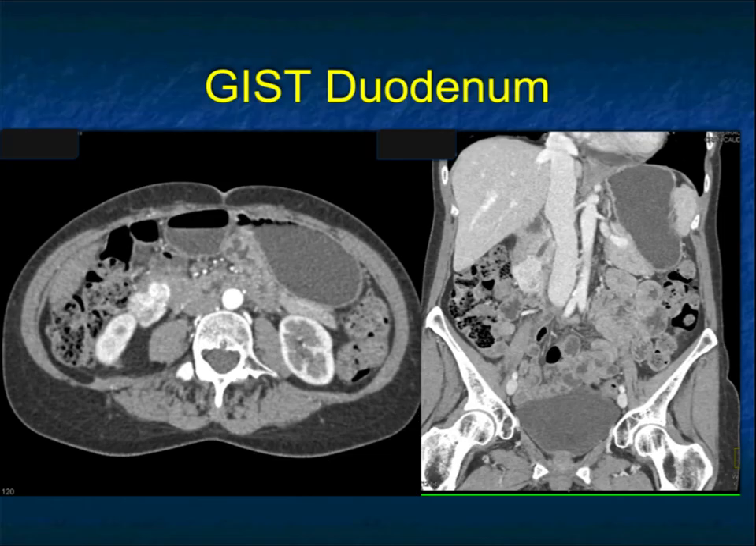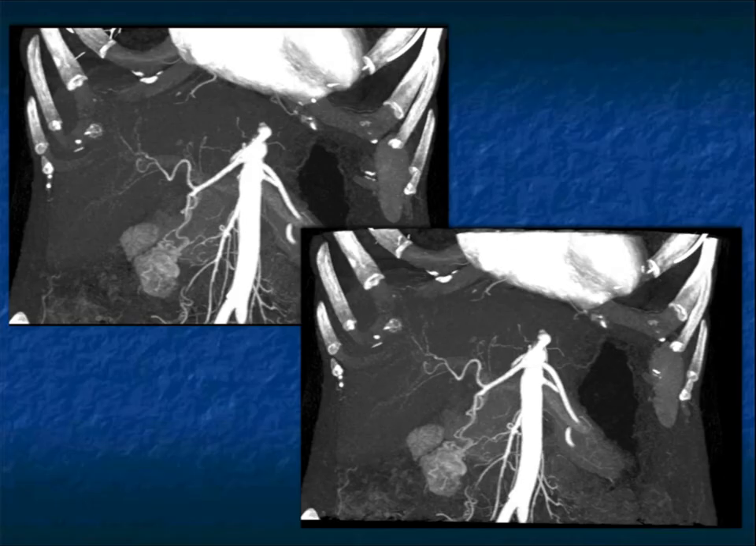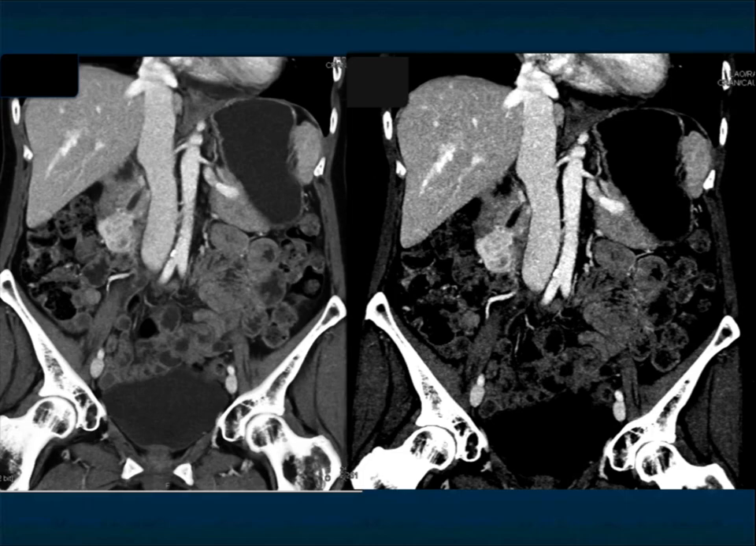Another example of a GIST tumor. Remember I said they're often exophytic. Again, at first glance, you say maybe this is pancreas, but then you realize it's coming off laterally. It's coming off the duodenum. There's the vascularity of the lesion. Feeding vessel is off the GDA. And there it is on venous.